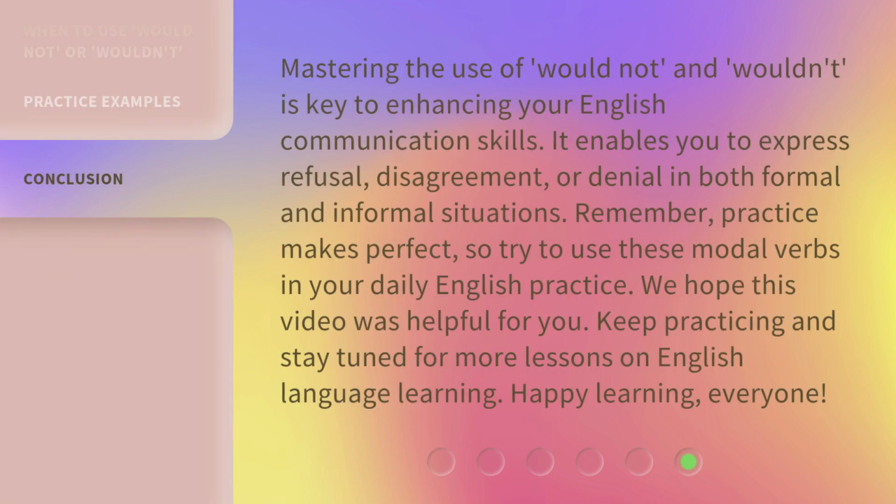Mastering the use of would not and wouldn't is key to enhancing your English communication skills. It enables you to express refusal, disagreement, or denial in both formal and informal situations. Remember, practice makes perfect, so try to use these modal verbs in your daily English practice.